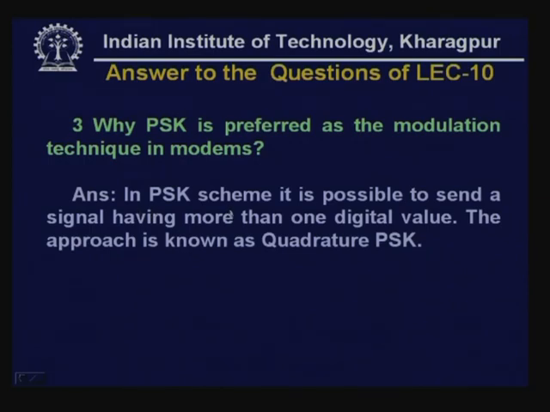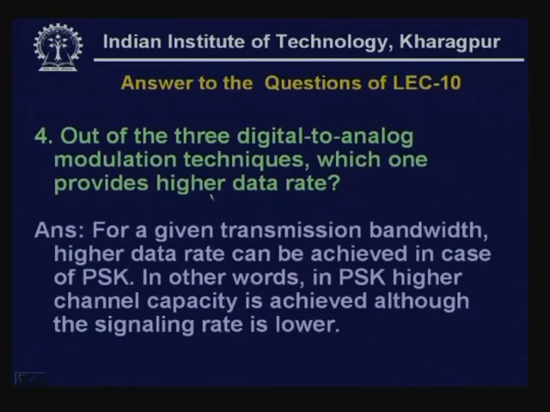In PSK scheme, it is possible to send signal having more than one digital value. The approach is known as quadrature PSK. That means here the baud rate is less. Baud rate is less than the data rate. As a consequence, we can send more data through a transmission medium of smaller bandwidth. That is why PSK is preferred.